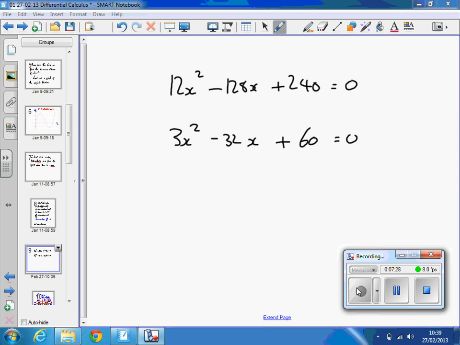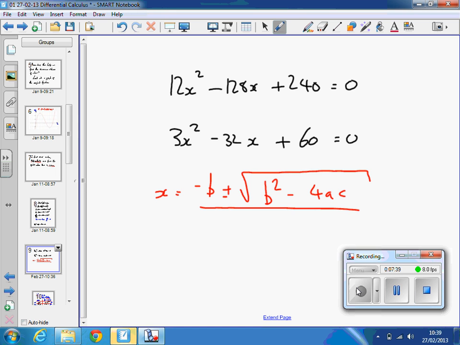So now we use the quadratic formula to find x. X equals minus b plus or minus the square root of b squared minus 4ac all over 2a. Where a is the coefficient of x squared, so a is 3. b is the coefficient of x, so b is minus 32, and c is 60. So all I have to do is plug those numbers into that formula.